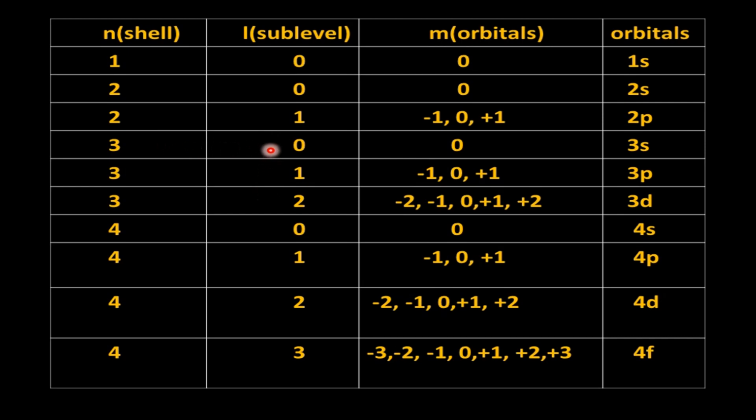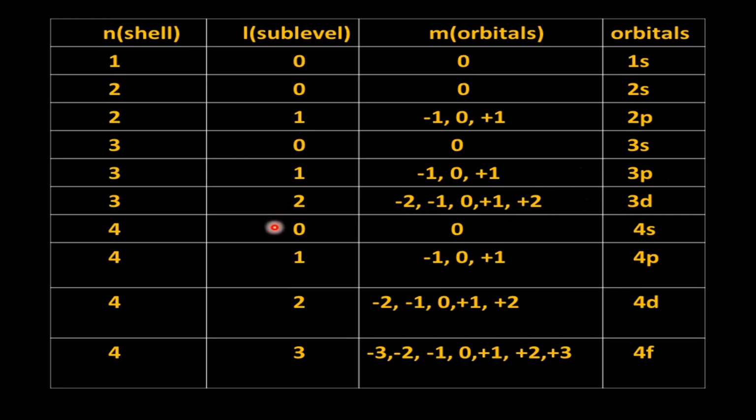For the third energy level, we have three sublevels, s, p, d. The azimuthal values are 0, 1, 2. As usual, s has one orbital, p has three orbitals, px, py, and pz, while d has 5 orbitals ranging from -2, -1, 0, +1, and +2. The s orbital for the third energy level is called 3s, the p orbitals are called 3p, while the d orbitals are called 3d.